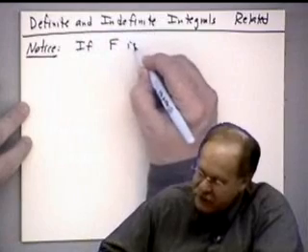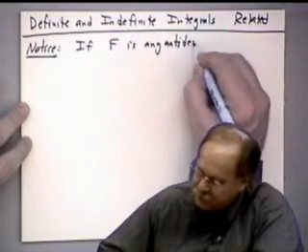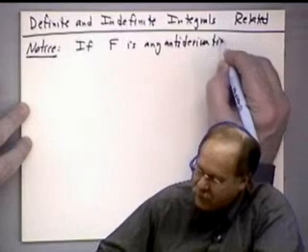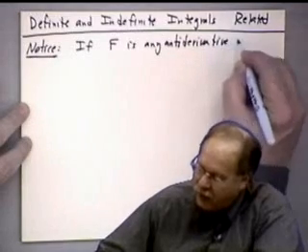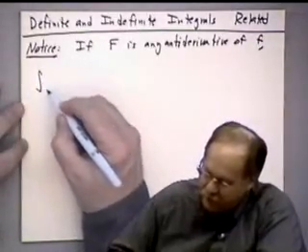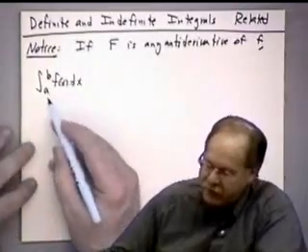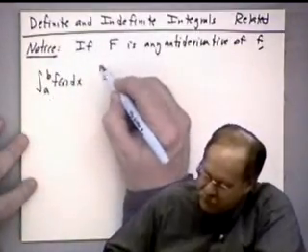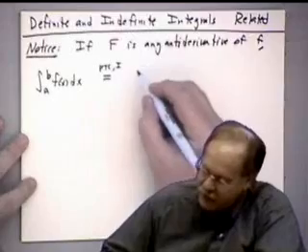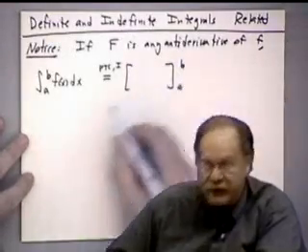If big F is any antiderivative of a little function f, then look at the following. If you take the definite integral of little f of x dx from a to b, that by the Fundamental Theorem of Calculus Part 1 is supposed to be any antiderivative in here evaluated from a to b.